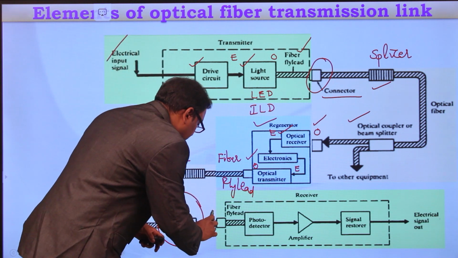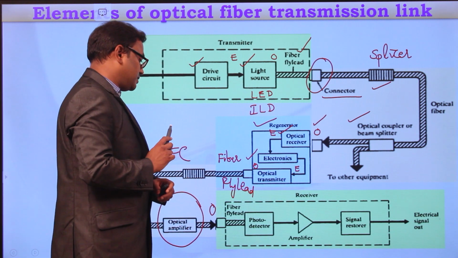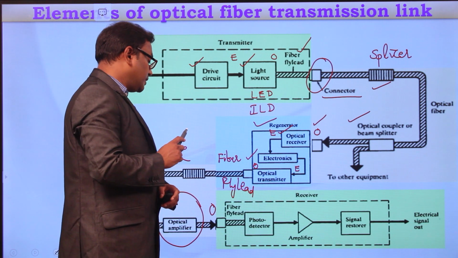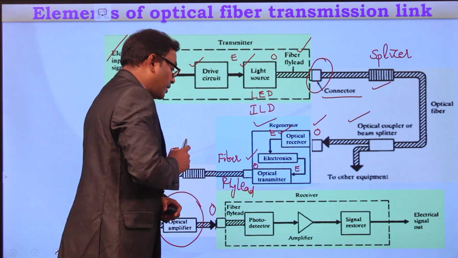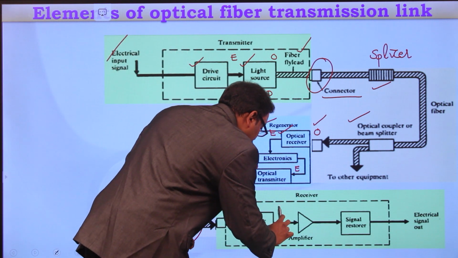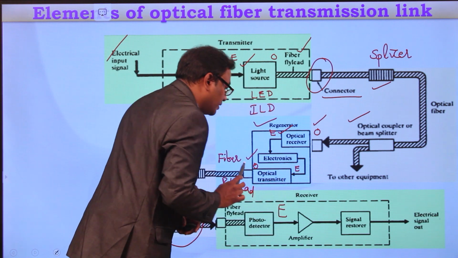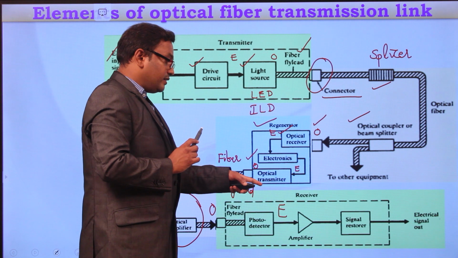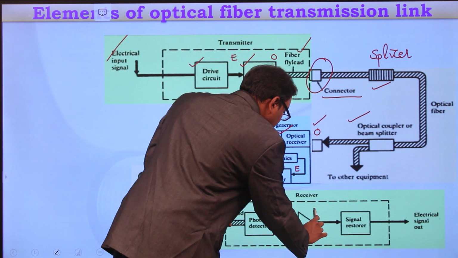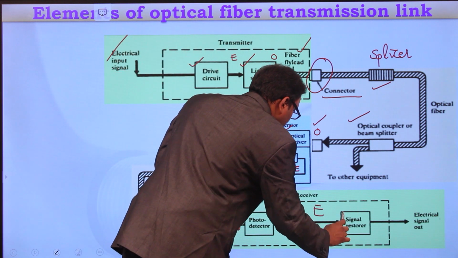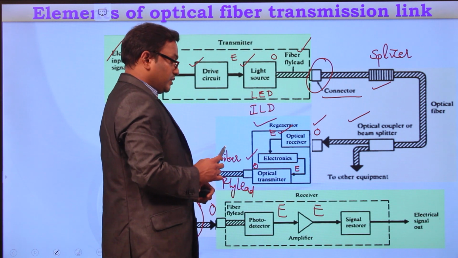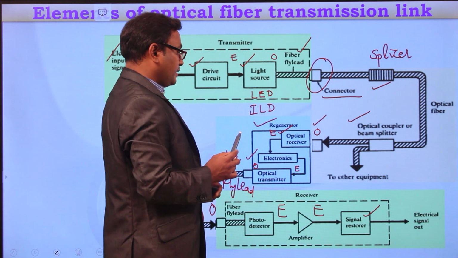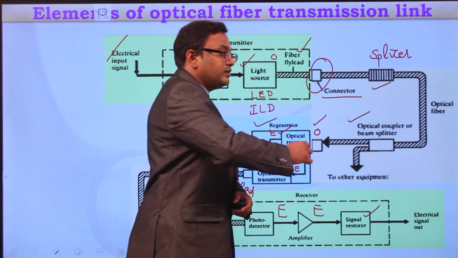In the receiver section, the first part, the basic element, is the photodetector. This photodetector receives the optical signal coming from the optical fiber cable, and that optical signal will be converted into an electrical signal. This electrical signal is amplified, and this amplified electrical signal will be processed by using different equalizers and signal restorers, right? And that will be sent to the destination.